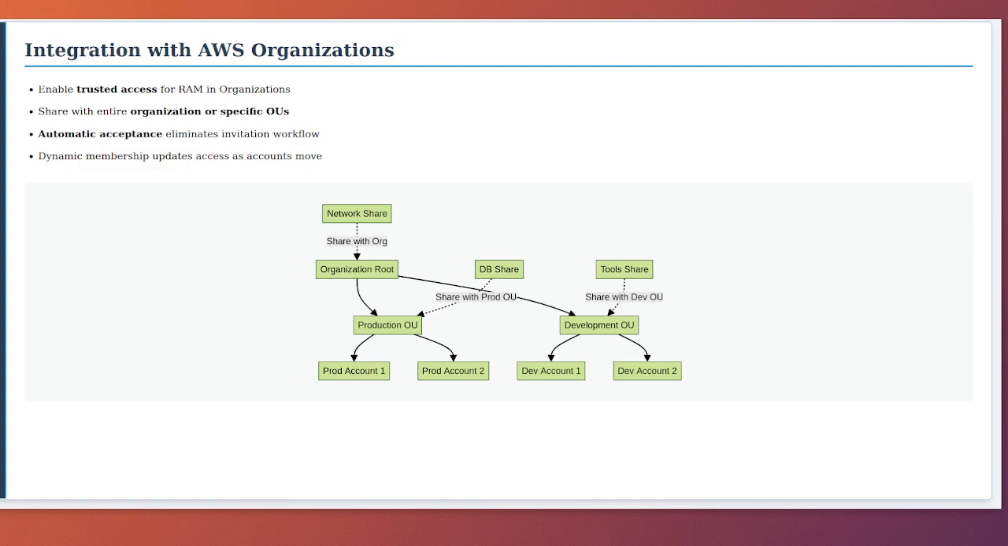There is an important consideration regarding trusted access. To share resources with your organization or organizational units, you must enable trusted access for RAM in your organization's management account. This allows RAM to access information about your organization structure. The management account can enable or disable this trusted access at any time. The diagram on the slide shows how resource sharing works with organization structure, demonstrating sharing at the organization level, organizational unit level, and individual account level, and how the organization hierarchy determines which accounts can access shared resources.